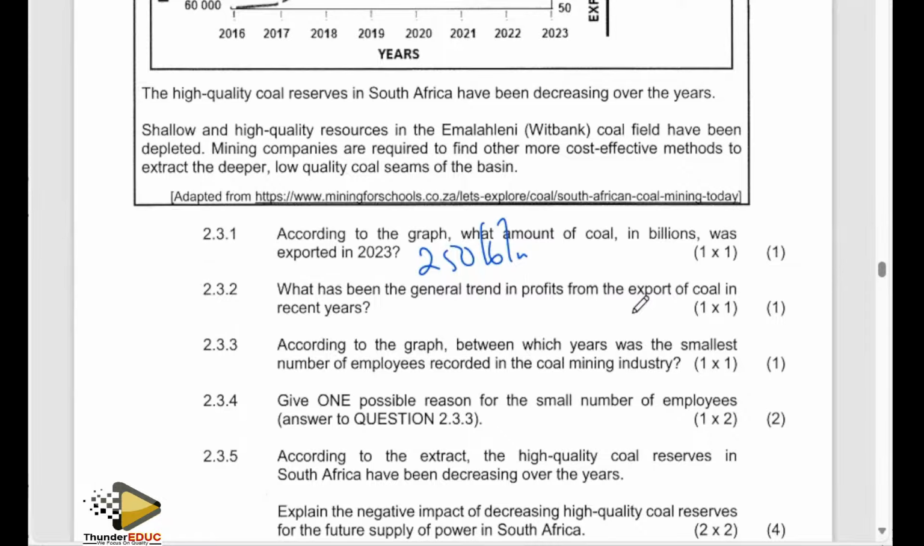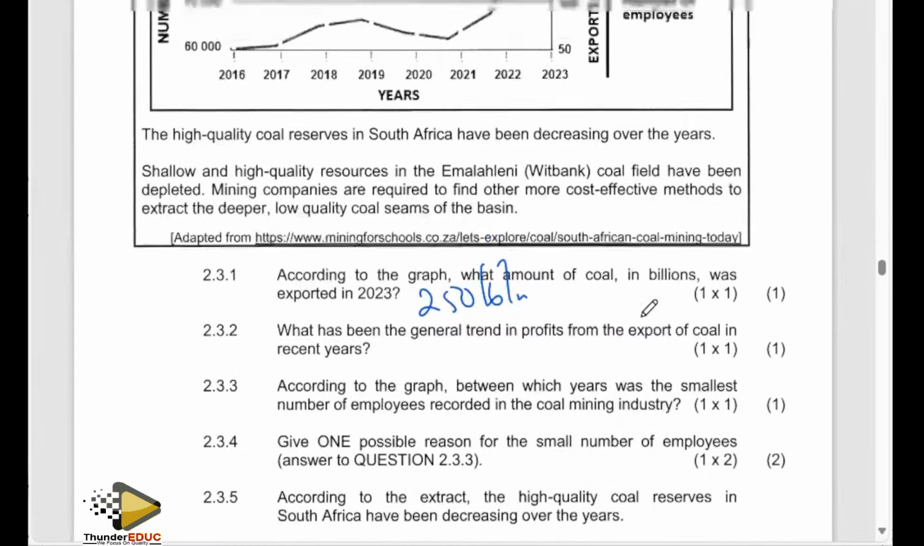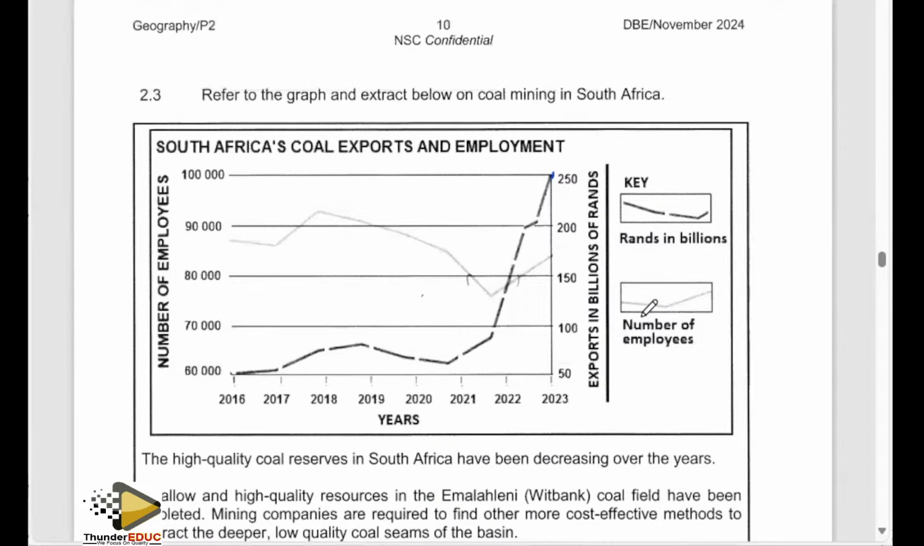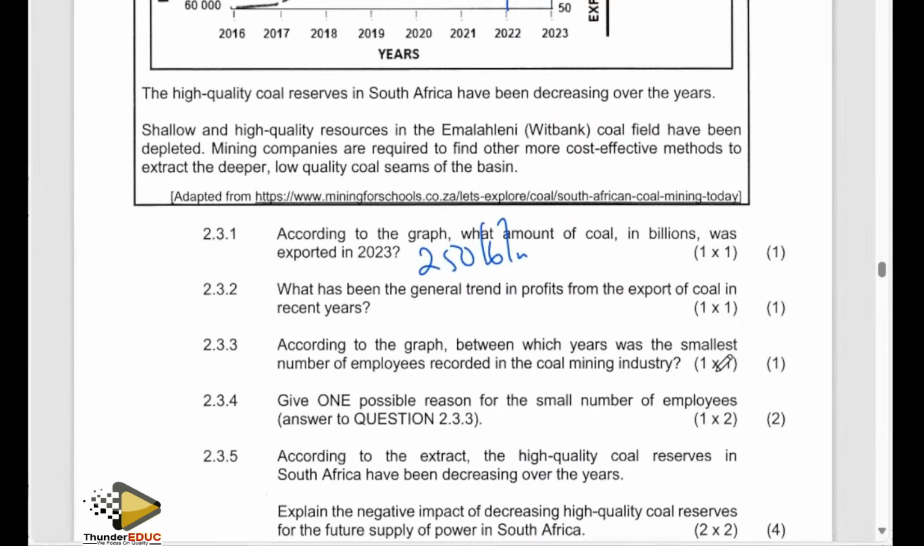What has been the general trend in profits from the export of coal in recent years? In recent years, you are saying the most current years, we cannot say 2016 is recent. Recent years from now, we're in 2024, means maybe starting from 2022, 23, 24. If we take 22 as our recent year, you check here in 2022, it was somewhere there, and in 2023, it was there. What is the trend between these two? There's an increase. So the trend in the recent years is that there was an increase.